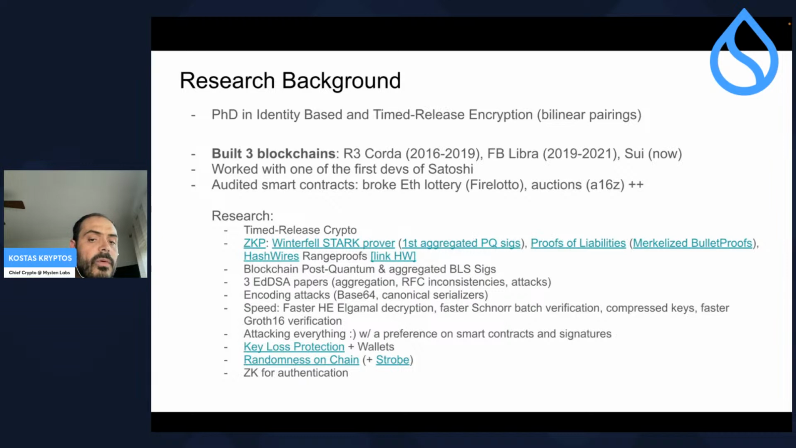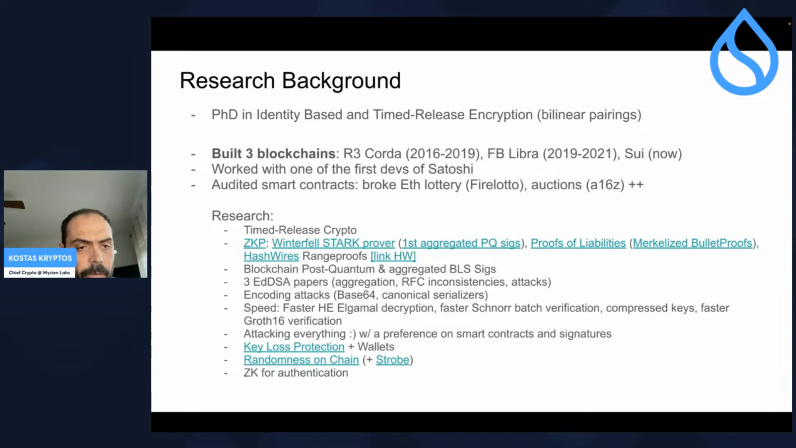was the fact that I was lucky to work with one of the first developers of Satoshi. This guy was Mike Hearn. Mike Hearn, maybe you have heard of him, is the creator of BitcoinJ for the Bitcoin protocol, but he is also a co-creator of the atomic swaps on the Bitcoin network.